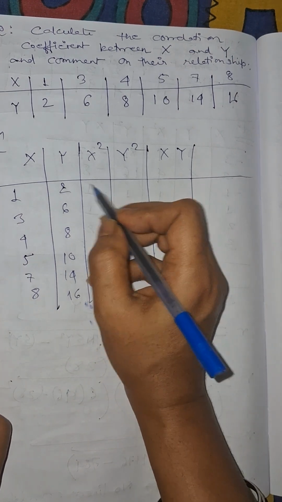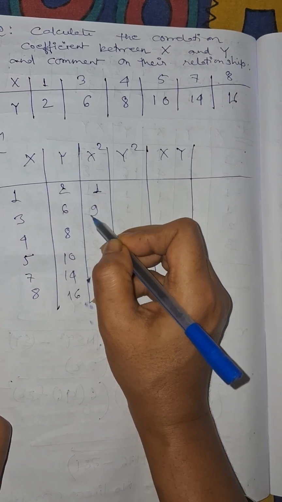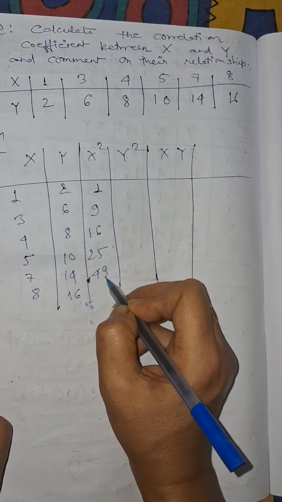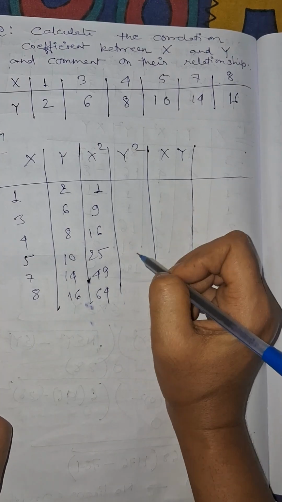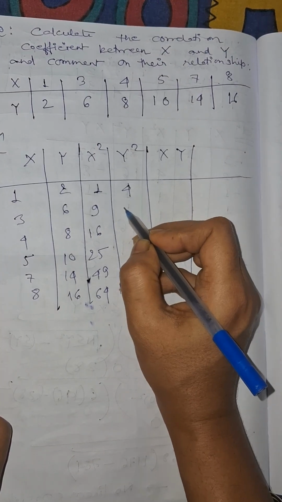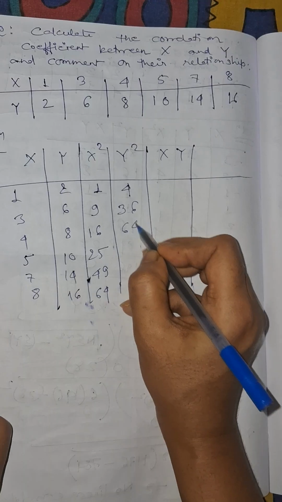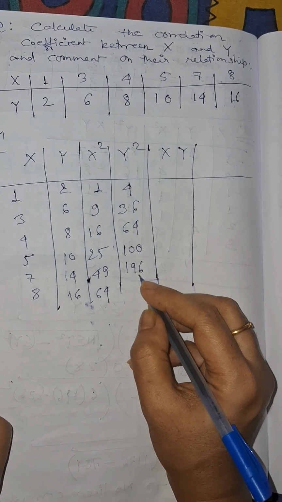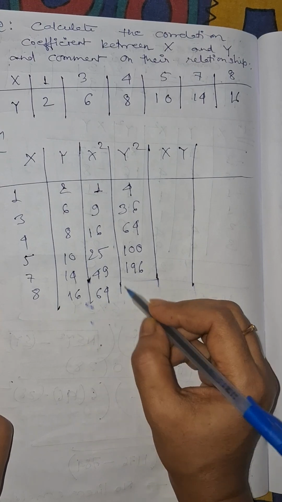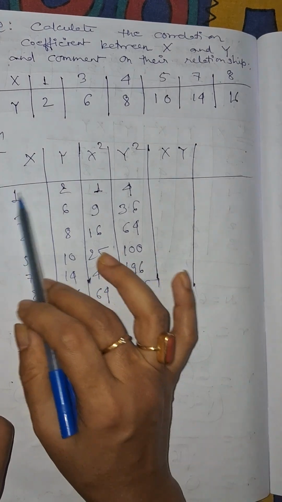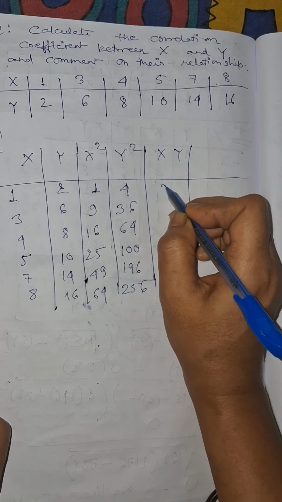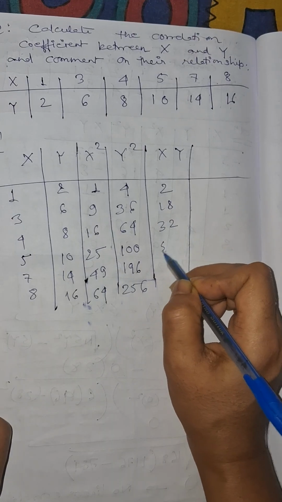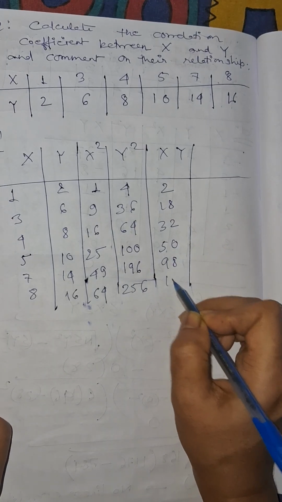Okay, so x square is what? 1 into 1, 1, 3, 3, 9, then 4, 4, 16, 5, 5, 25, 7, 7, 49, 8, 8, 64. For y square values, we have 2 into 2, 4, then 6, 6 are 36, 8, 8, 64, then 10, 10, 100, 14, 14, 196, and what? Last one is 16, 16 is 256. Then we multiply x into y. So first one is what? 1 into 2, 2, then 18, 3, 6 are 18, then 32, then 50, then 98, and then 128.